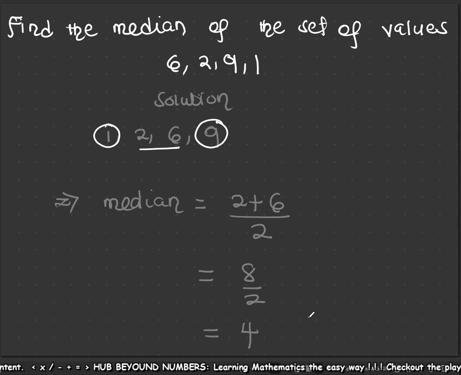So that simply means the median of this set of values over here, 6, 2, 9, and 1, is 4. And that is it.